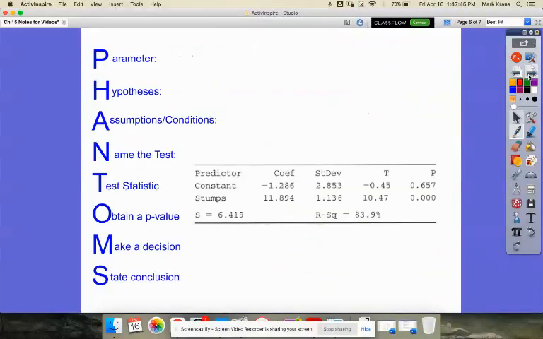Okay, so notice the parameter is always going to be beta. Okay, the true slope. The hypotheses will always be beta equals 0, and then the alternative will be beta is less than, or not equal to, or greater than 0. Okay, and this is two-tailed. These are each one-tailed. Assumptions and conditions. This is the LINER that we talked about earlier. Linear, independent, normal, equal, and random. Okay, equal standard deviation.